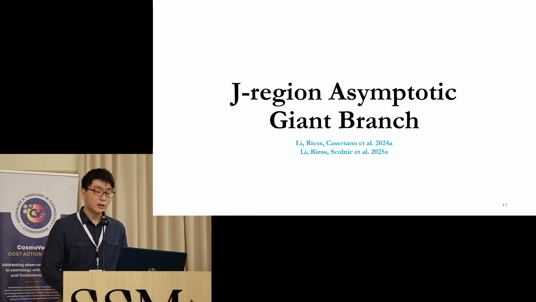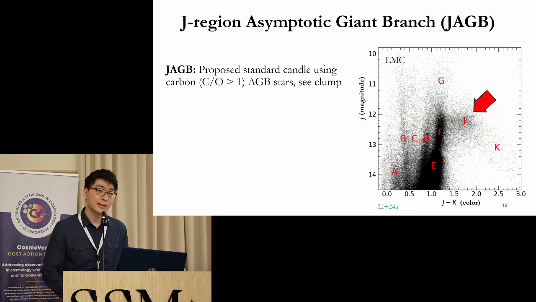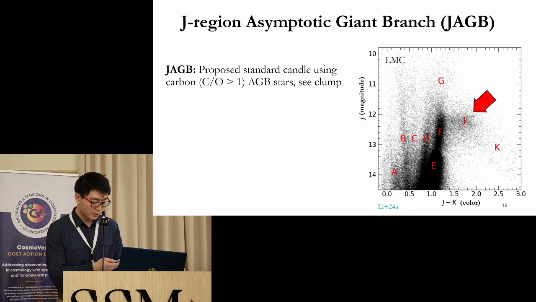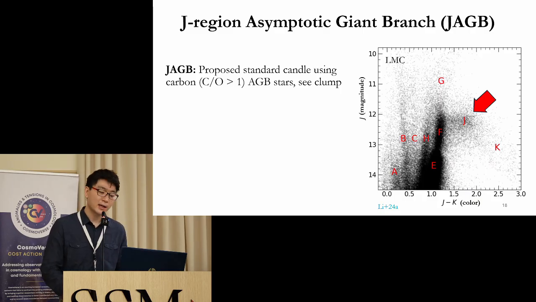So I now wanted to move on to the J region asymptotic giant branch, or the JAGB. Abby gave an excellent introduction to this, so I'll be very quick. The JAGB refers to this overdensity, or this clump of stars, as shown here in a near-infrared color magnitude diagram that contains thermally pulsating carbon-rich asymptotic giant branch stars. And it's been proposed in the literature that some sort of mean or a median or a mode magnitude of the stars in this J region can be used as a standard candle.